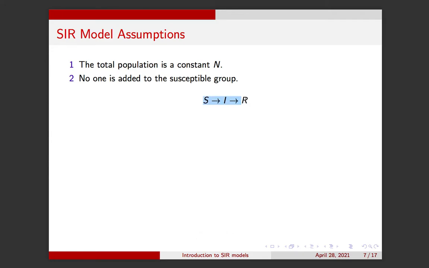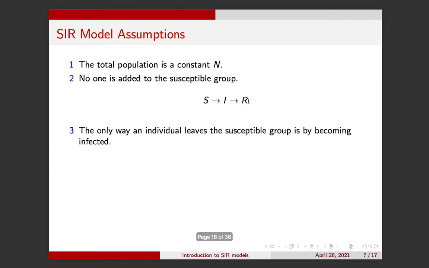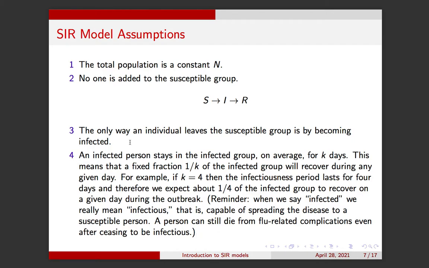So here's the flow we're dealing with. Susceptibles become infecteds, and then infected people recover, where recover could mean you died. So we don't have a separate group for dead people. Assumption 3, the only way an individual leaves the susceptibles is by becoming infected. Assumption 4, an infected person stays in the infected group on average for K days.